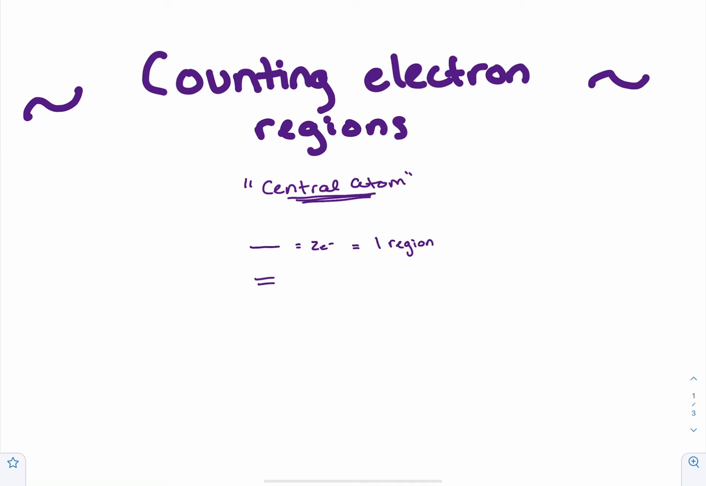If you have a double bond, and remember that's actually 4 electrons, but again, all 4 are stuck between 2 atoms. So it's not, again, like they're going places. It's just where the electron density is, where all those electrons are. That counts as one region. Triple bond, and we know that's 6 electrons, but again, that's one region.